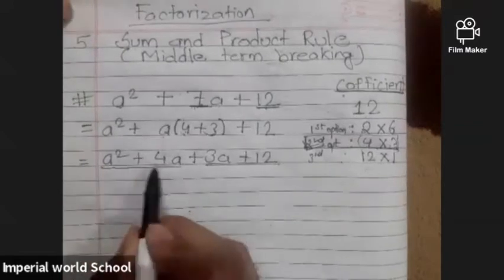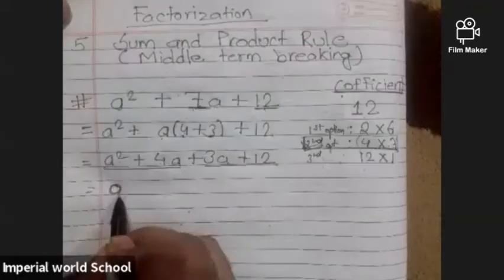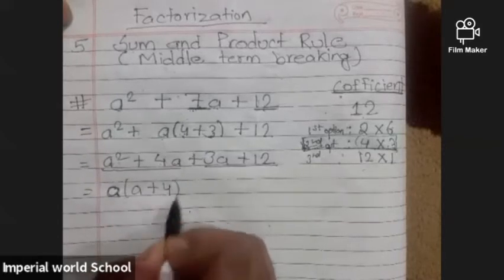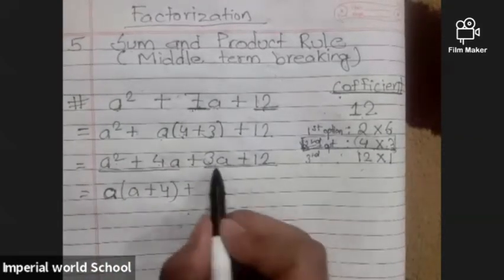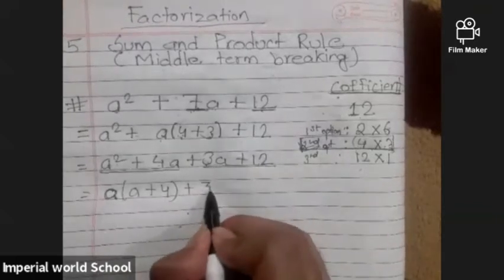So here you can see a square and 4a. A is the common, and the remaining is a plus 4 in these two. So what is common between 3a and 12? Right now the alphabet is definitely not common, but the number is common, so a plus 4.